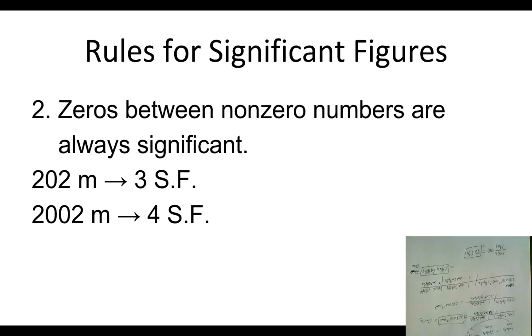All right, rule number two, jot this one down. Zeros between non-zero numbers are always significant. I call this the sandwich rule. So if zeros are between non-zero figures, they are significant. So 202 is three significant figures. 2002 is four significant figures because the zeros are sandwiched in between the twos.